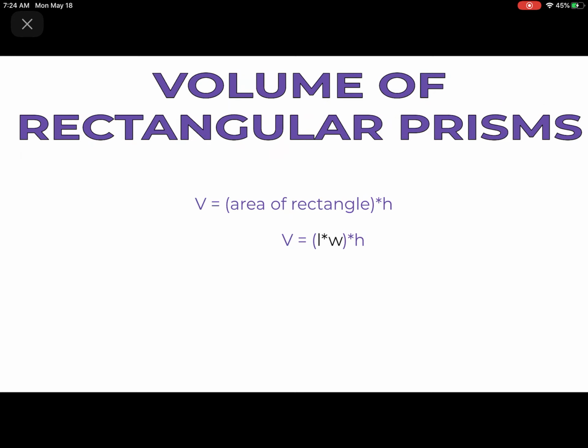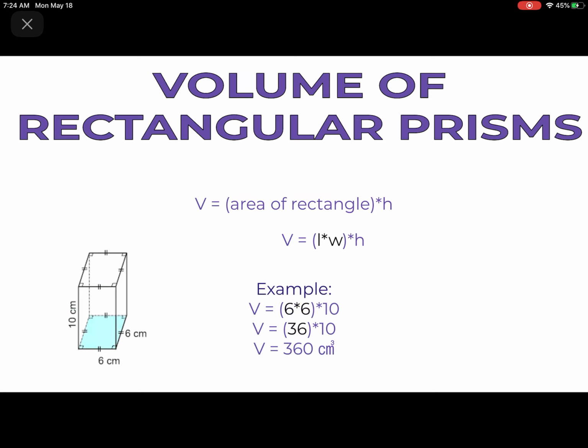Okay, next, the volume of a rectangular prism. This will be the area of the rectangle, which is length times width, times the height, just like a regular volume problem. So if it's a square base, we're still doing the same thing. Volume equals 6 times 6, that's my side lengths of my base, times the height, the 10 centimeters. So volume equals 36 times 10. Volume equals 360 centimeters cubed. Because we are doing volume, it is very important to include your units, and volume has a cube to it. Okay?